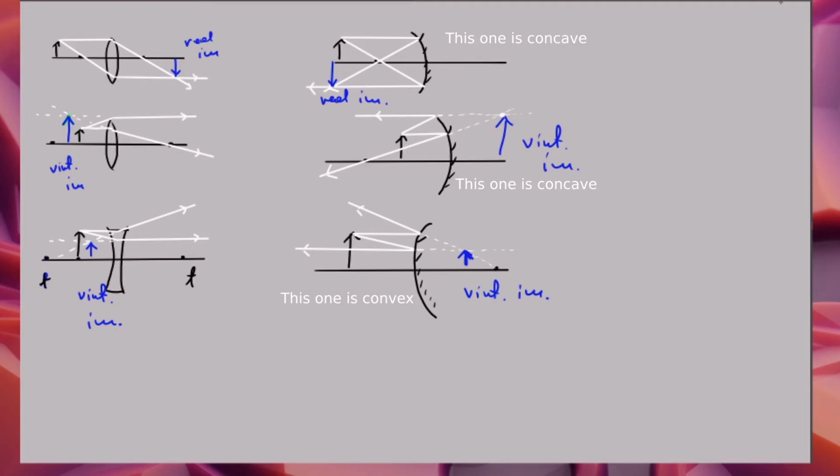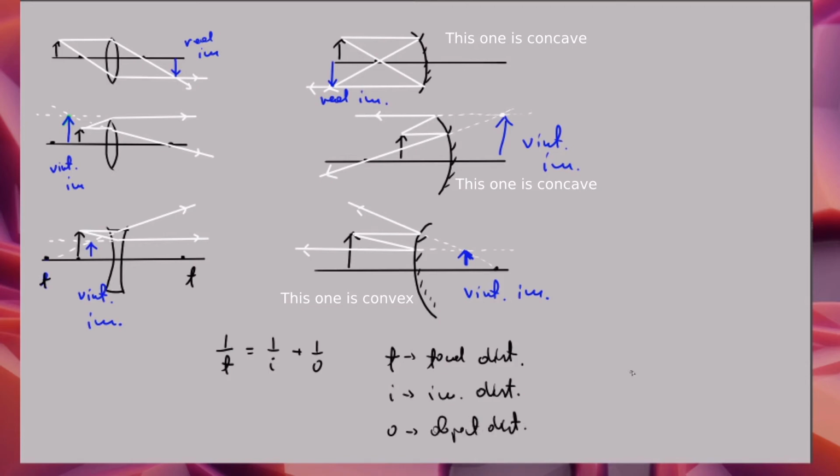Now I'm going to give you an equation for all of this. So here's the equation, and it works for all of these images. 1 over the focal point equals 1 over the image distance plus 1 over the object distance. So, I'll write this out. F is the focal distance, which is the distance to the focal point from the lens. I is the image distance, so it'd be the distance from the lens or the mirror to the image. And O is the distance to the object, so object distance.